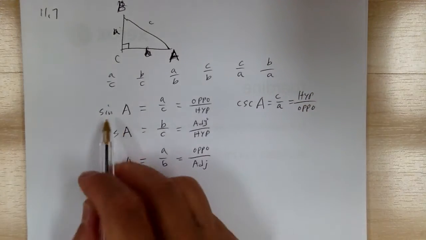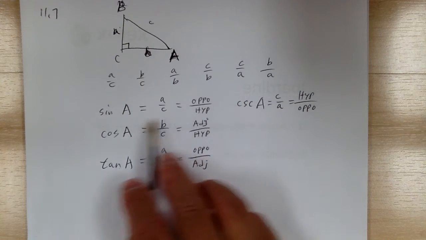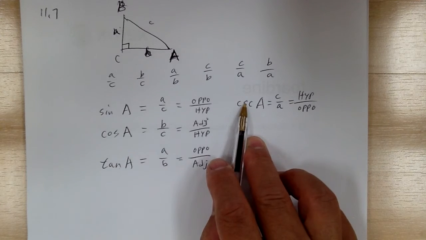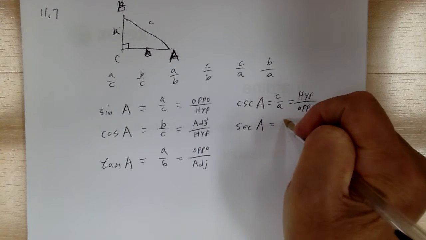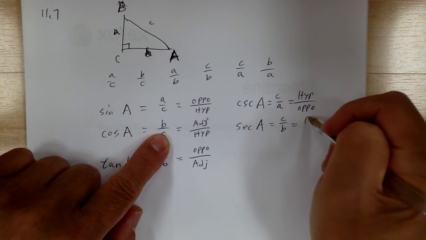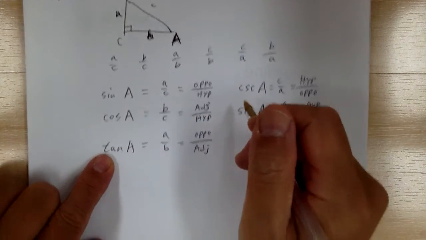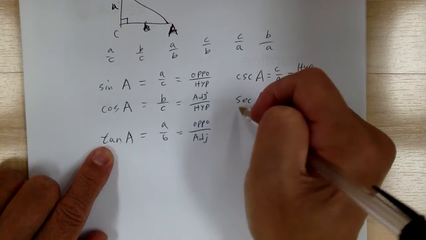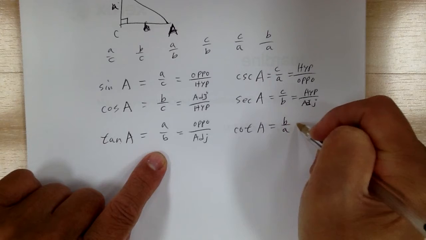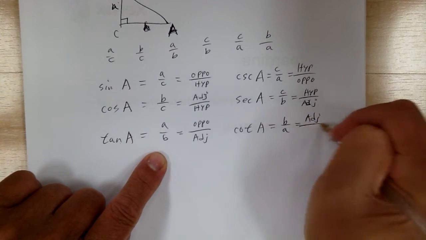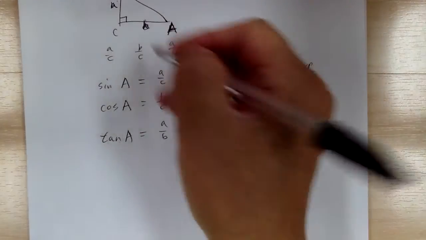Notice that in each pair, one of them will have the complementary angle, the co. This one does not have a co, so this one will have a co. This one has a co, so this will not. So secant of A would be C over B, or hypotenuse over adjacent. And same thing here: the one that goes with tangent is cotangent. The cotangent of A would be B over A, which equals adjacent over opposite. So these are the relationships between the sides.